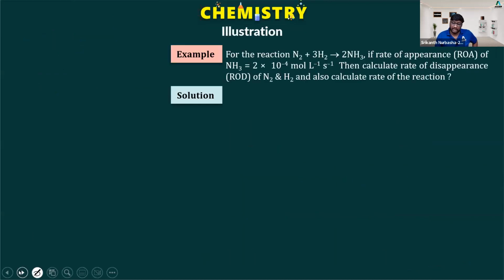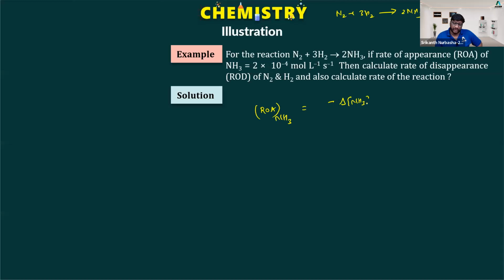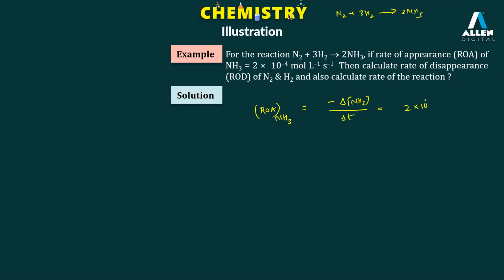Try to solve this example. For the reaction N2 plus 3H2 gives rise to 2NH3, if the rate of appearance of NH3 is given, then calculate the rate of disappearance of N2 and H2 and also the rate of reaction. This was the reaction given to you. What is rate of appearance? Rate of appearance of NH3 is change in concentration of NH3 divided by time taken for that change. That is given as 2 into 10 power minus 4 molar second inverse.